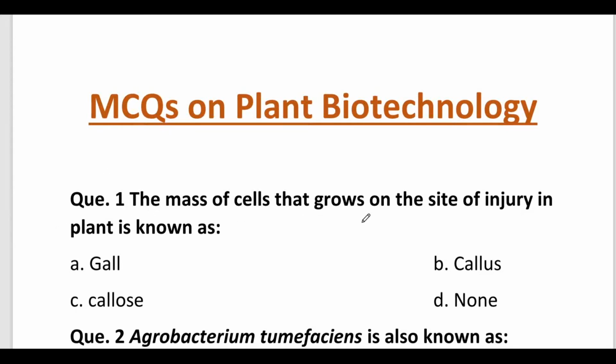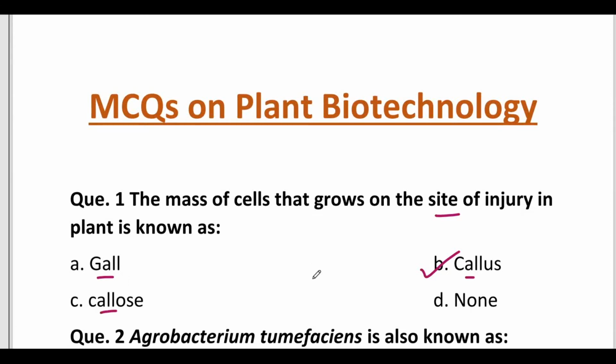The mass of cells that grows on the site of injury in a plant is known as gall, callus, callose, or none. The correct answer will be callus. Gall represents various cancerous cells in plants. Callus is the group of cells that have the capacity to develop or differentiate into tissues. So these cells can fill wounds present in the plant at the site of injury. And callose is a type of polysaccharide.